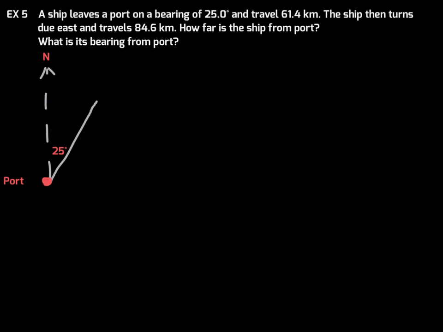So the ship is traveling like this, and travels for 61.4 kilometers. And then the ship turns due east. So it's going to start going east and travels for 84.6 kilometers.